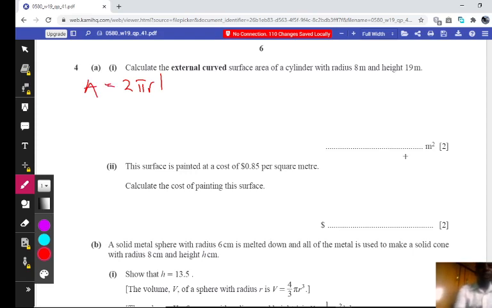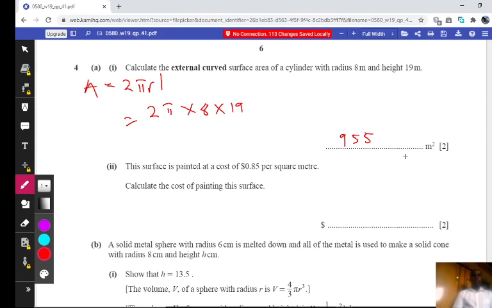Here you just substitute. So it will be 2 times pi times radius, which is 8, times length, that's the height, which is 19. Then you just punch in your calculator. Use your pi on your calculator, please. 2 times pi times 8 times 19, you get 955. So it's a decimal, but you round off to 3 significant figures as per our instruction. Please take note of that.